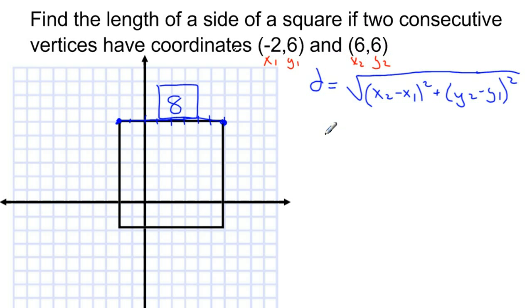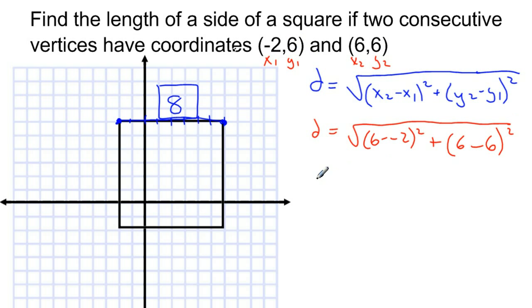So if we substitute here into the distance formula, the distance equals the square root of x2 minus x1. Well, x2 is 6, x1 is -2, so 6 minus -2 squared, plus then y2 is 6 minus y1 is 6 squared. So this comes out to be the distance is the square root of 6 minus -2 is 8, 8 squared, plus 6 minus 6 is 0, 0 squared.